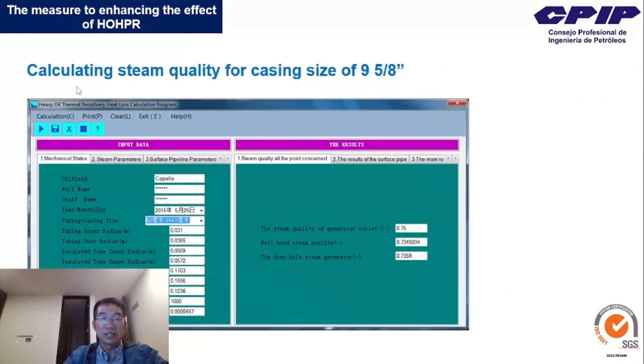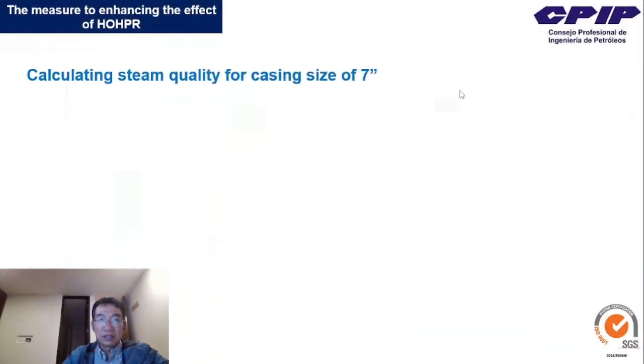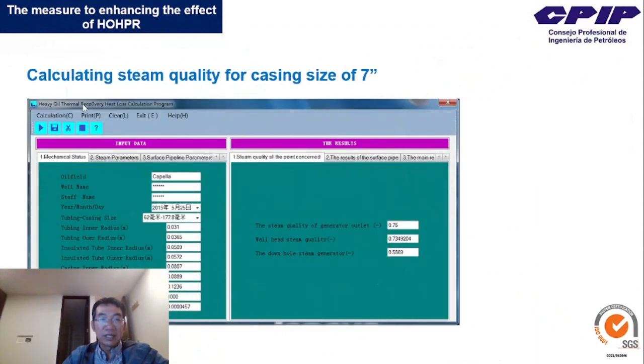This one is the downhole steam quality for casing size of 9.58 inch. And this one is the downhole steam quality for casing size of 7 inch. The results show us the bigger one is better than the 7 inch.